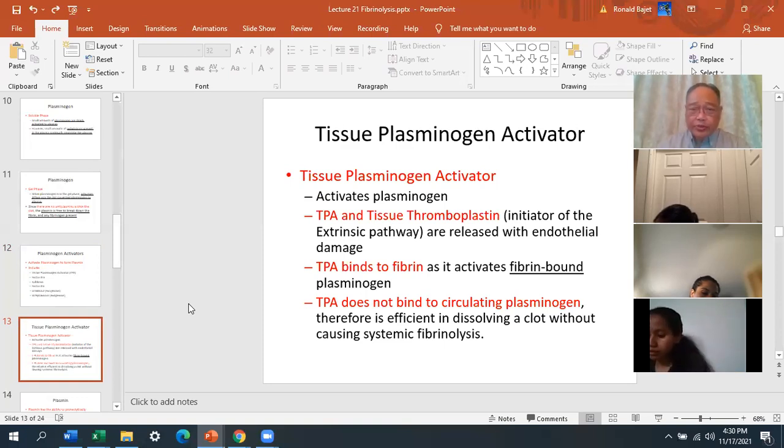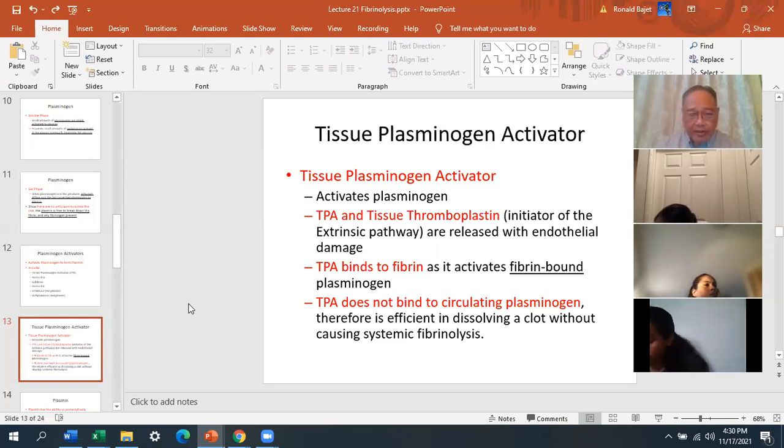TPA and tissue thromboplastin: tissue thromboplastin is an initiator of the intrinsic pathway. Remember, the extrinsic pathway is factor 7. These are released with endothelial damage. So remember, once you have an injury, you have endothelial substances and fluids leaking out into your circulatory system. So endothelial damage is actually the start of this. So TPA and tissue thromboplastin are released with endothelial damage.